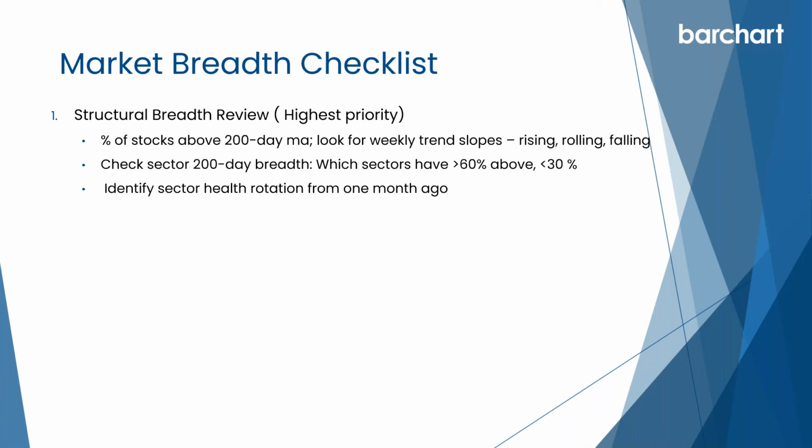Or is it falling? So first of all, before we go to the Barchart site, we also want to think about checking individual sectors in that 200-day breadth. Which sectors have, let's say, 60% of their stocks above the 200-day versus, let's say, 30%? That could give us a general indication of market strength. And then we're going to look into identifying the sector health rotation from one month ago. Again, who has been our leaders and who is leading now.